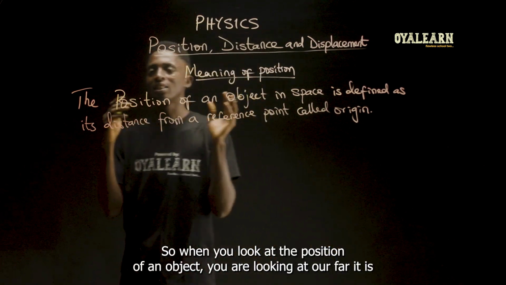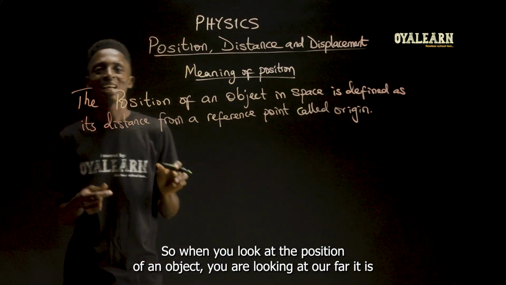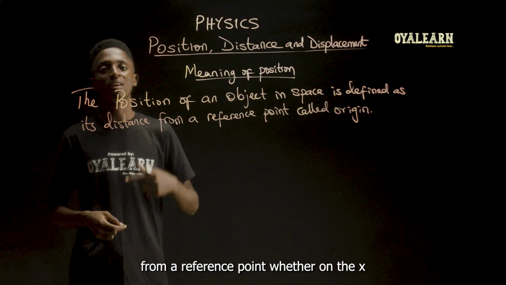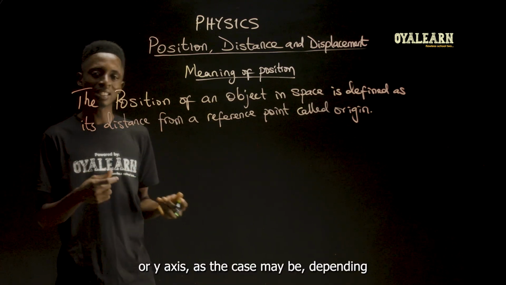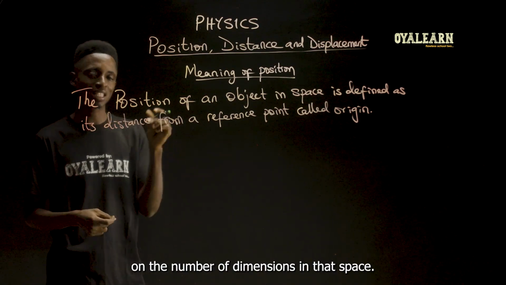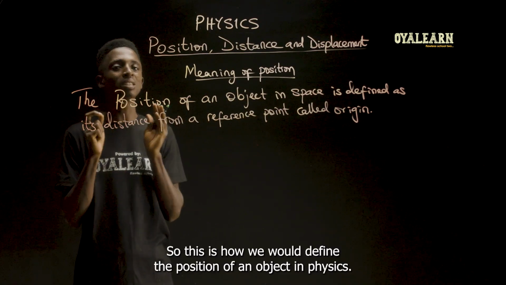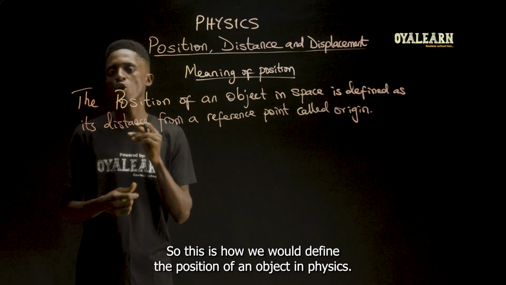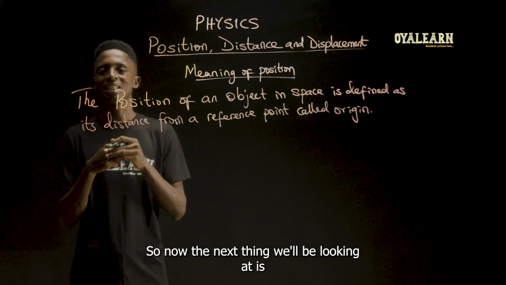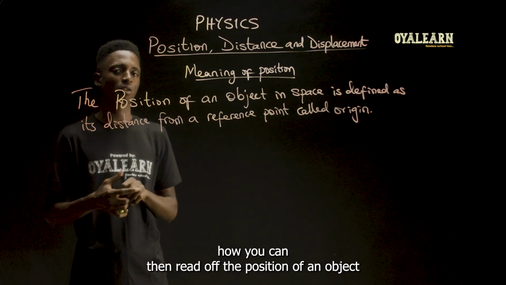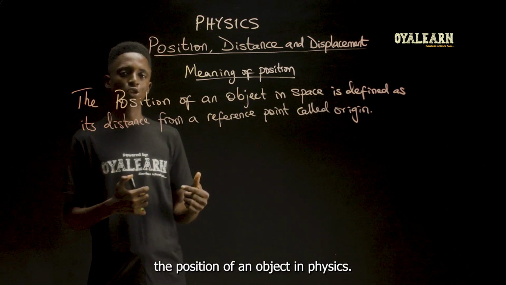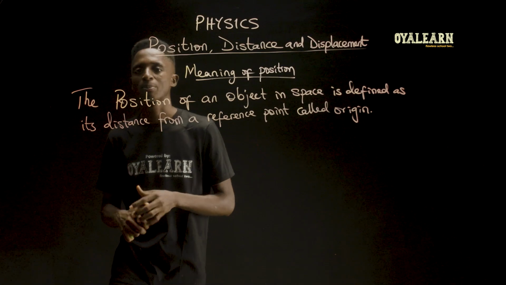So when you look at the position of an object, you are looking at how far it is from a reference point, whether on the x or y axis, as the case may be, depending on the number of dimensions in that space. So this is how we would define the position of an object in physics. So now the next thing we'll be looking at is how you can then read off the position of an object, or how you can represent the position of an object in physics.